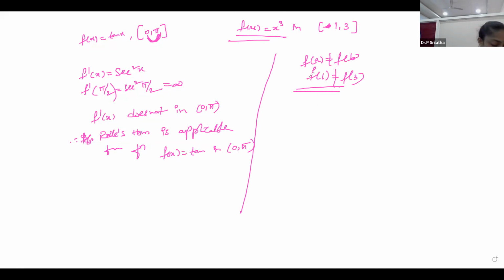Okay, so all of you do this problem as homework. After that we'll start Lagrange's mean value theorem. Okay. So verify Rolle's theorem for the function f of x equal to e power x into sin x minus cos x, in the limits pi by 4 to 5 pi by 4.